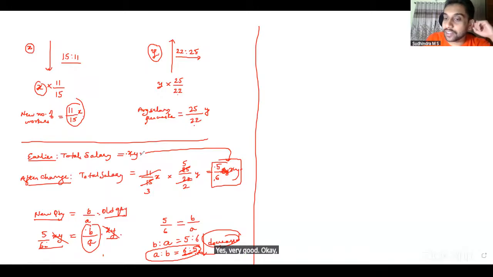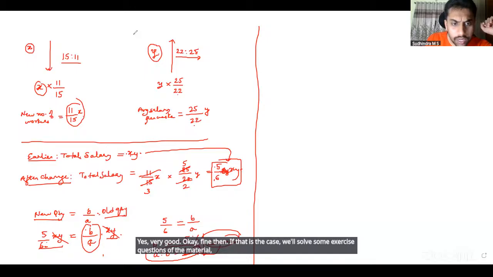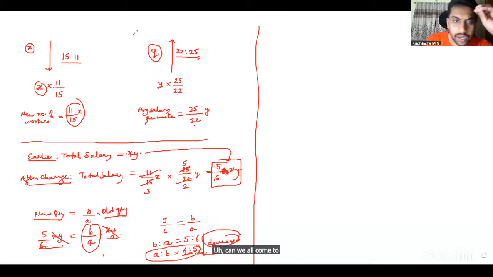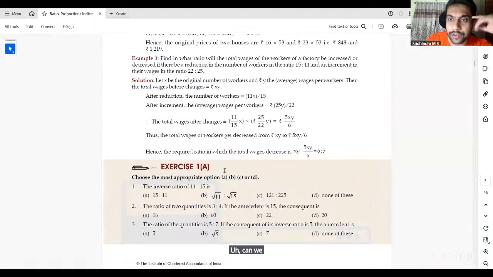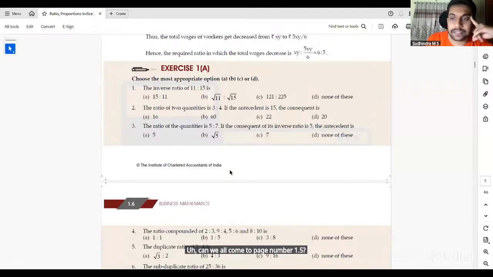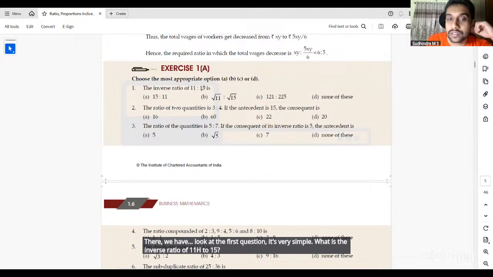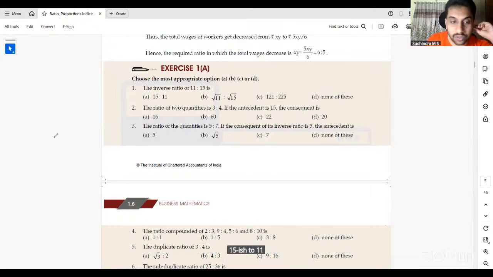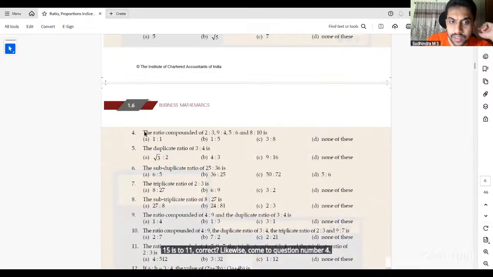Okay, fine. Then if that is the case, we'll solve some exercise questions of the material. Can we all come to, in the institute material, page number 1.5? Exercise 1A. Look at the first question. It's very simple. What is the inverse ratio of 11 is to 15? 15 is to 11, correct? Likewise, come to question number 4. Ratio compounded of.